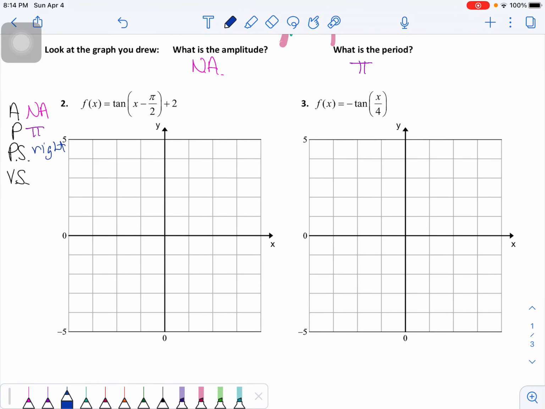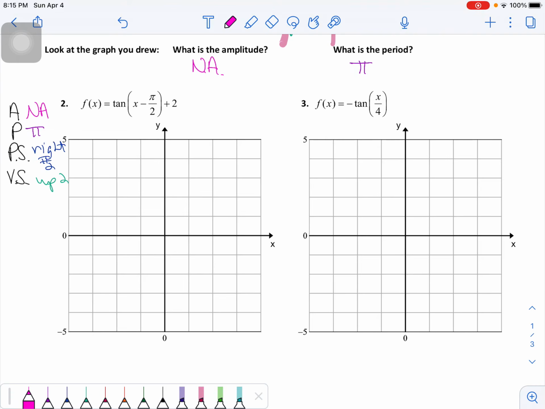Phase shift, we're going to go right pi over 2, and we have a vertical shift up 2. So I'm going to do what I would normally do with a graph. I'm going to graph it with the amplitude and period. Now, amplitude, again, is going to be a weird one here, but possibly a dilation or a stretch there. And then I will go through and do the phase shift and vertical shift.